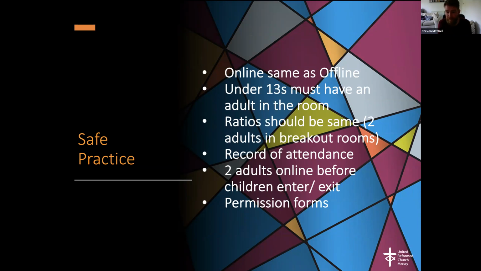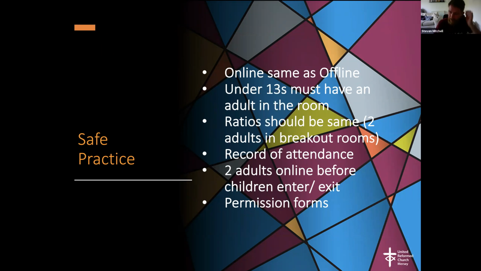Ratios being the same. So again, if you have enough children that you could run different groups as you would in a standard holiday club, and you wanted to split them up into breakout rooms on Zoom, perhaps, then you would want to have at least 2 adults in each of those groups, so you're not having 1 adult in an online room with children. So exactly the same principle that would be for a physical setting.